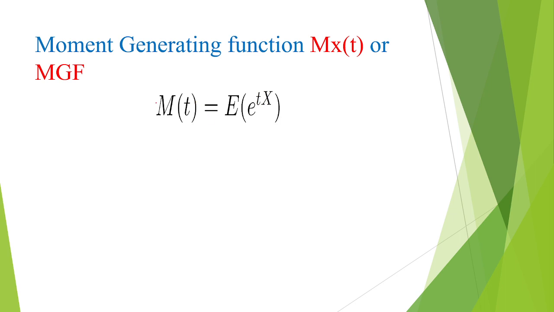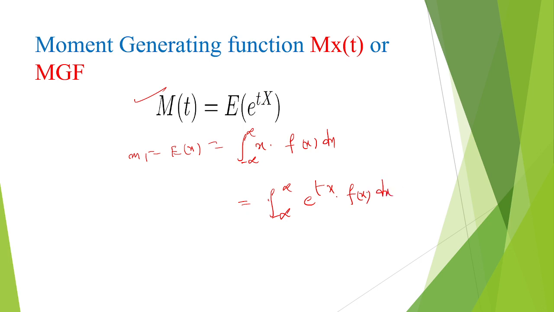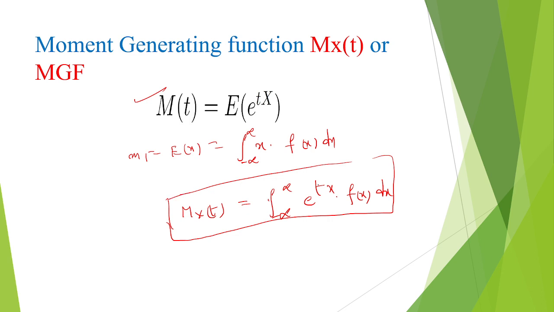We'll go with one example. If you take m1, the first moment, we already know that E[x] is the integral, for a continuous random variable, of x f(x) dx. But here the difference is, if the data varies exponentially, it is written as the integral from minus infinity to plus infinity of e^(tx) f(x) dx. That is the difference between the first moment and the higher moments, or M_X(t). It is also called the higher moment in this special case.